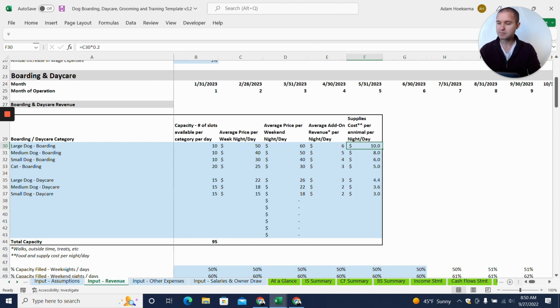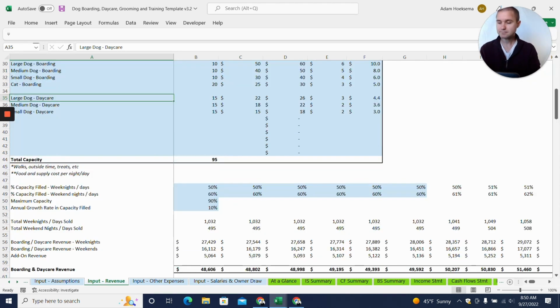And then we can do the same thing down here. You can use the same table for daycare. So if you offer doggy daycare as well, you can enter in your capacity, price points, and all the same assumptions for that.